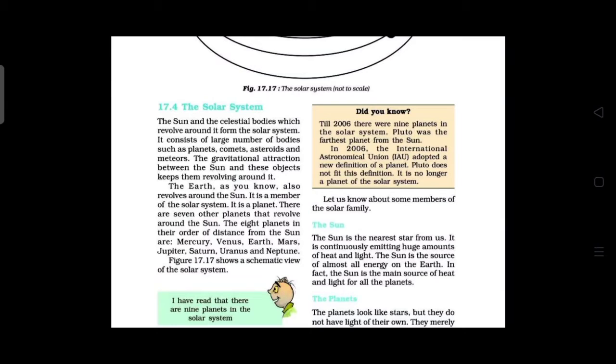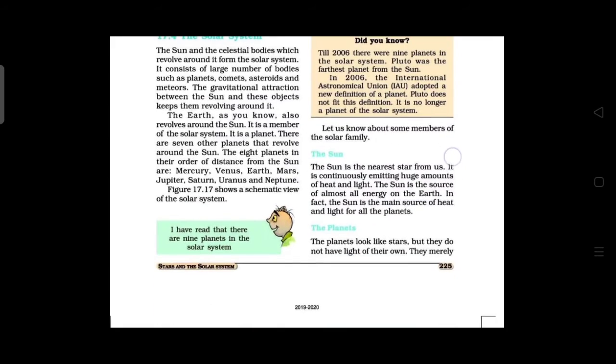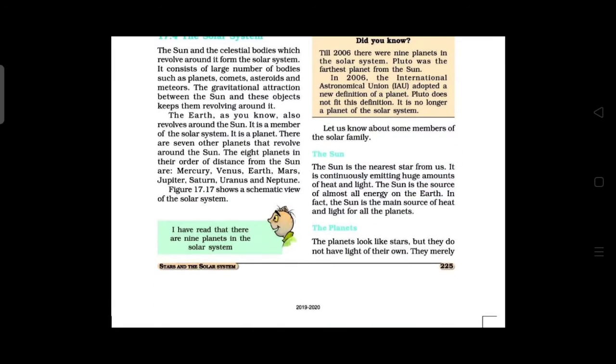Then first we study about the planets. Okay. First one is the sun. First we study about the sun. The sun is the nearest star from us. All of them see the sun, right? It is the nearest star. Only we are seeing the sun, right? Because it is the nearest star.